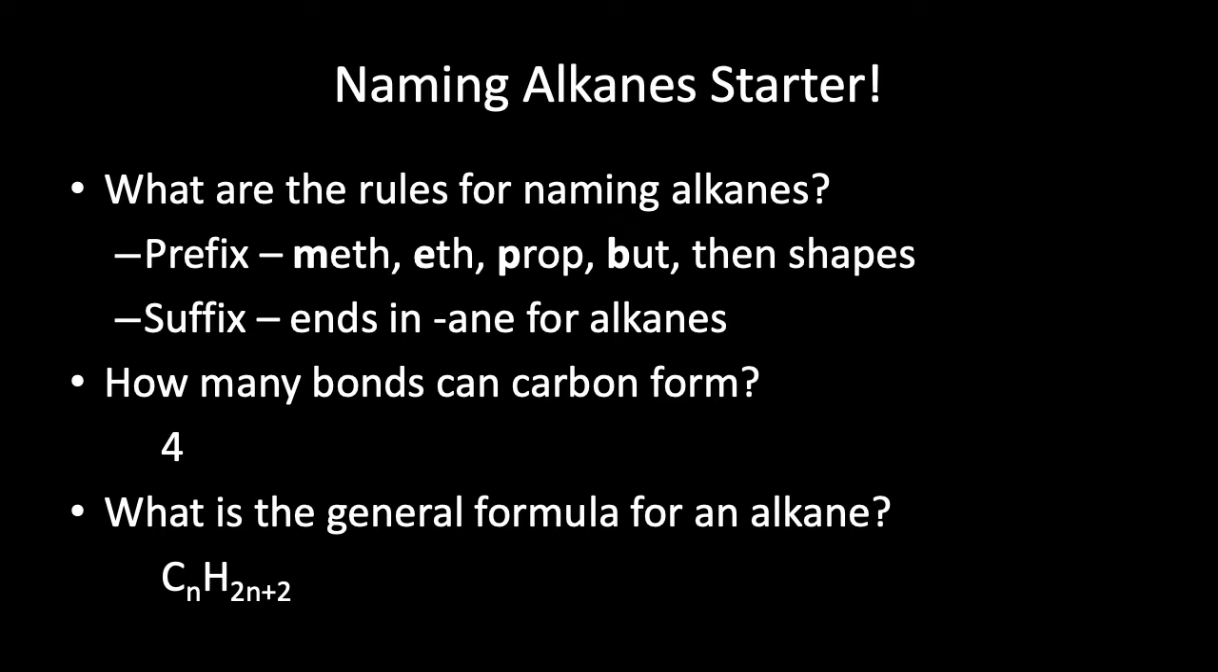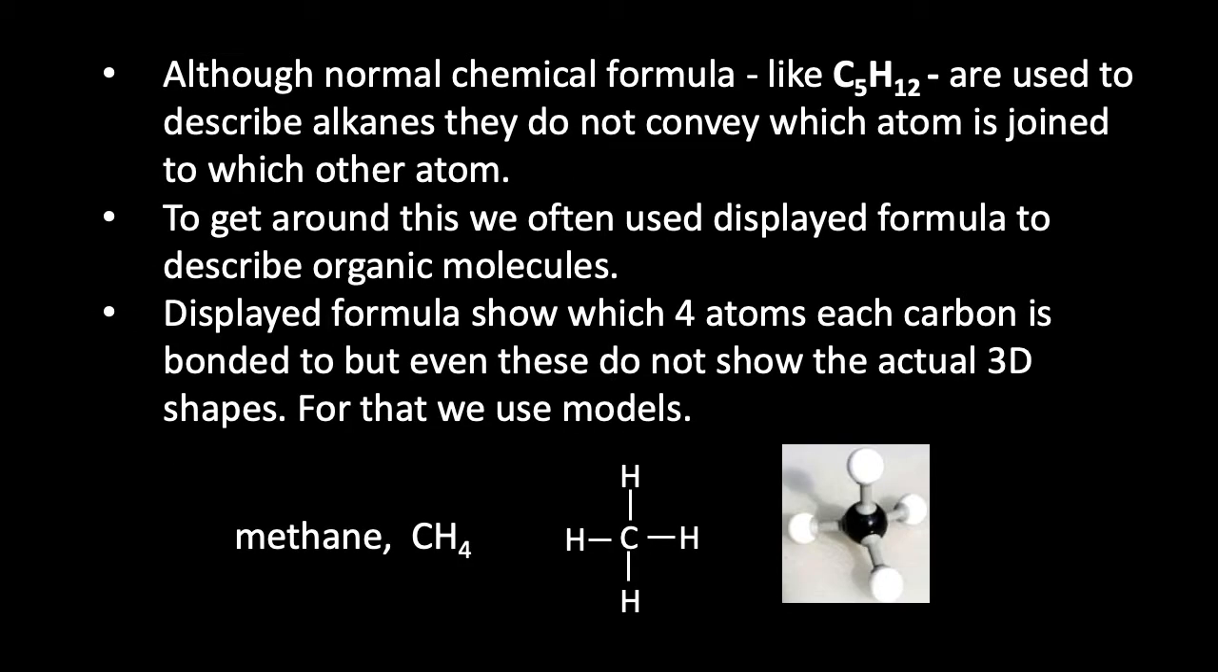And the general formula for an alkane that we covered last time, where n is the number of carbon atoms, is CnH2n+2. For a normal chemical formula such as C5H12, remember this is CnH2n+2, so 5 times 2 is 10, add on 2 is 12. Although this is a way that we use to describe alkanes, it is called the molecular formula. It doesn't really convey which atom is joined to which other atom.